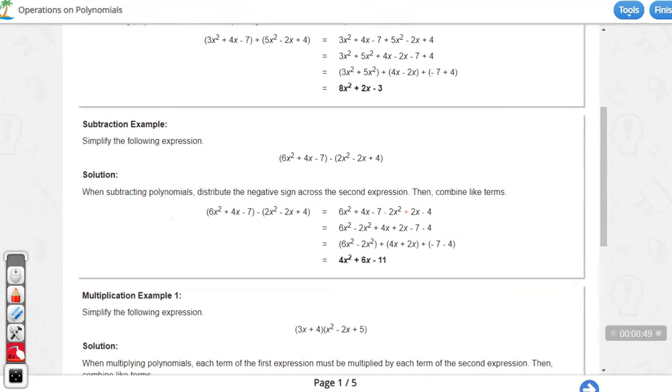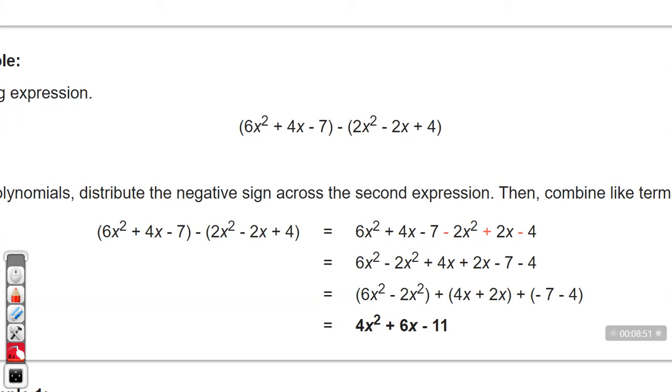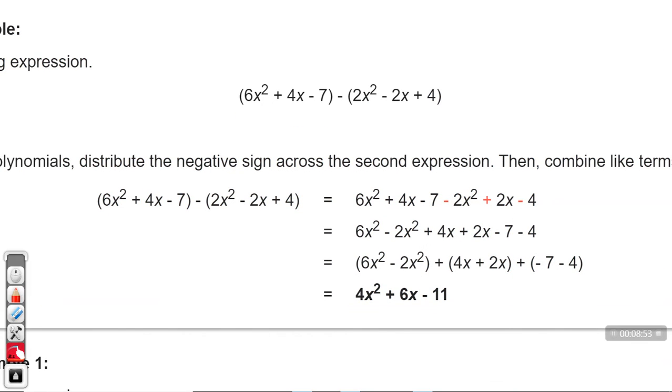Taking a look at the subtraction example, we can see now that I am subtracting the second group. That means that when I go to distribute, there's nothing in front, which means I can just drop those parentheses. However, here there's a negative in front. That's a negative 1. And whenever you multiply by a negative, it makes everything the opposite. And so when I distribute here, all of these signs inside here, 2x squared will become negative 2x squared. Minus 2x becomes plus 2x, and plus 4 becomes minus 4.